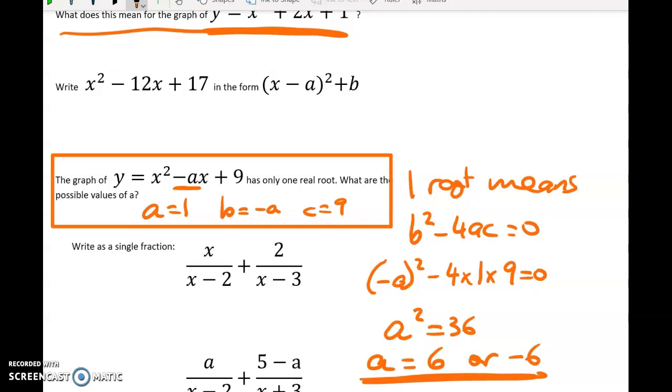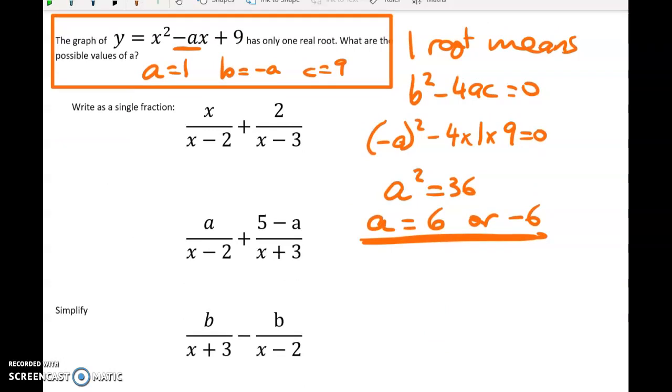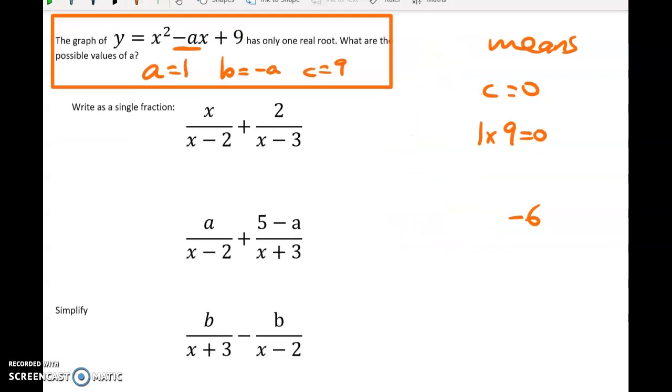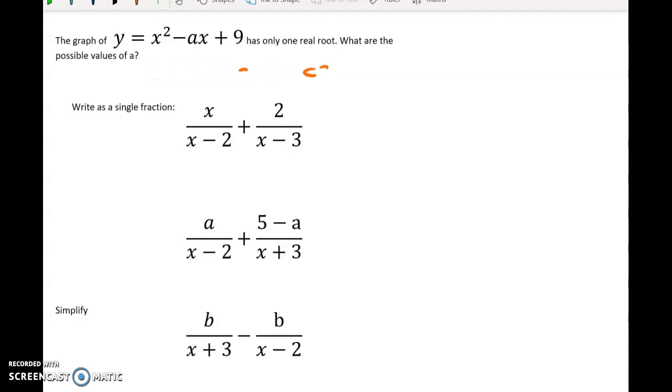Okay. Now the next couple of questions I'm going to do, and I think I am going to get through them, are 3 ones where we have to write as a single fraction. The key things to remember here are getting a common denominator and being really careful when you've got negative signs and expanding. So let's have a look at the basic idea here. We're not solving equations here, we're just simplifying.